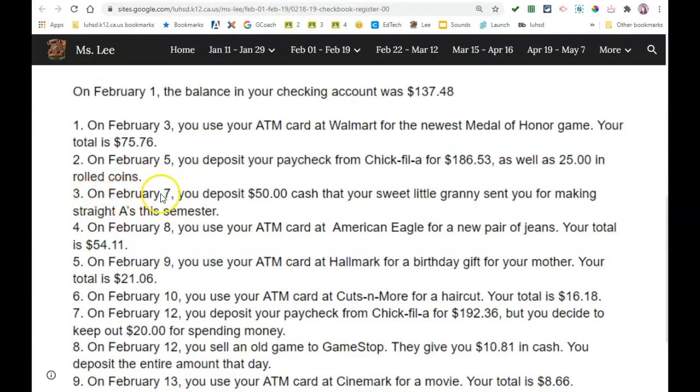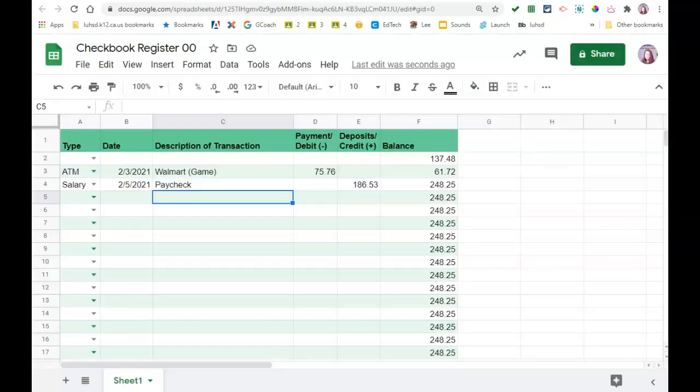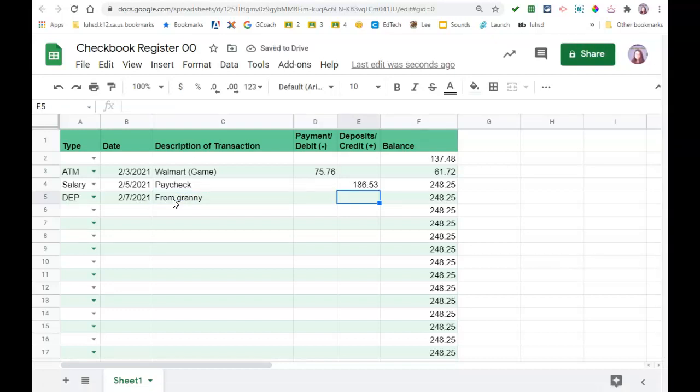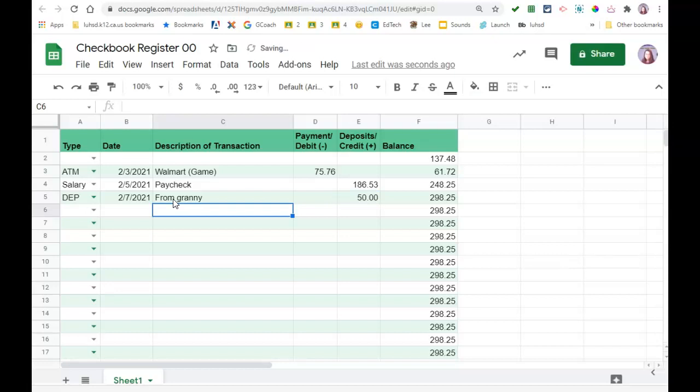Third one, on February 7th, you deposit $50 cash that your sweet little granny sent you for making straight A's this semester. So on February 7th, you deposit $50. So on February 7th, I deposit, and I'm going to put from grandma, or from granny, and I got money, so I earned money, so I'm going to put it on the deposit side, $50. Pause the video.